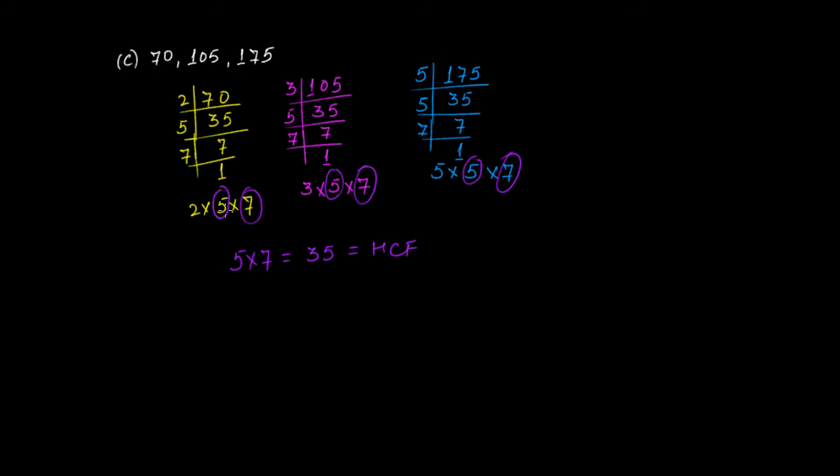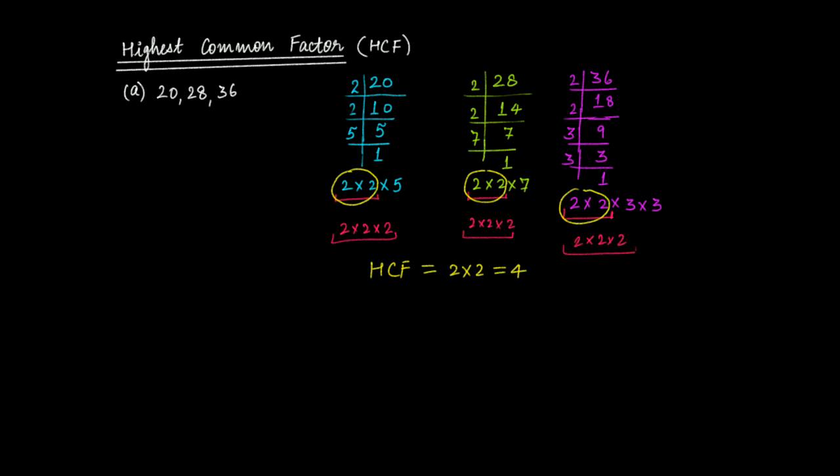Why did we take 5? Because 5 is present in all these three prime factorizations. And why did we take 7? Because 7 is present in all these three prime factorizations. So 5 and then 7, you will multiply them, and whatever the product comes, that will be the highest common factor or the greatest common divisor.